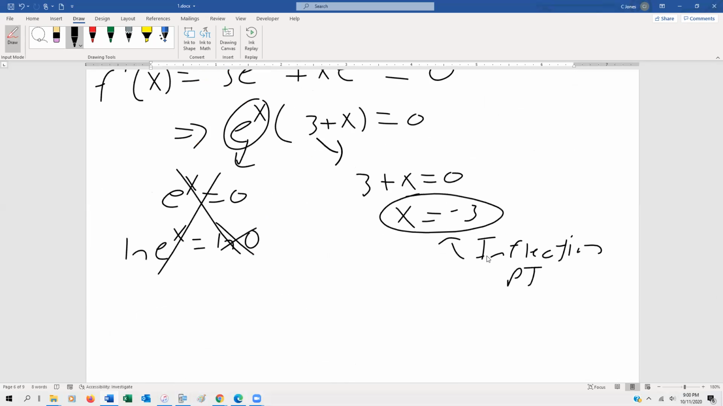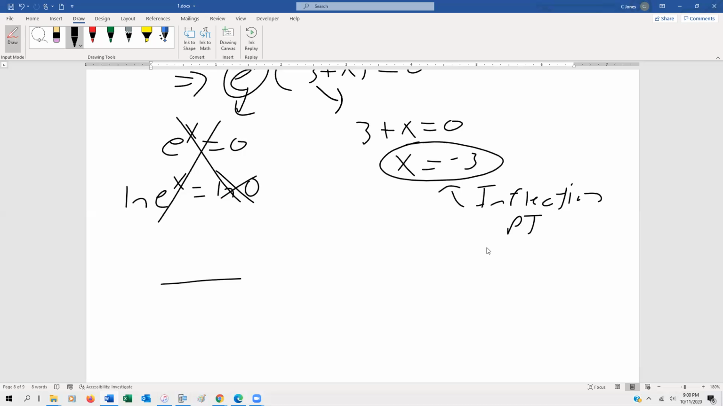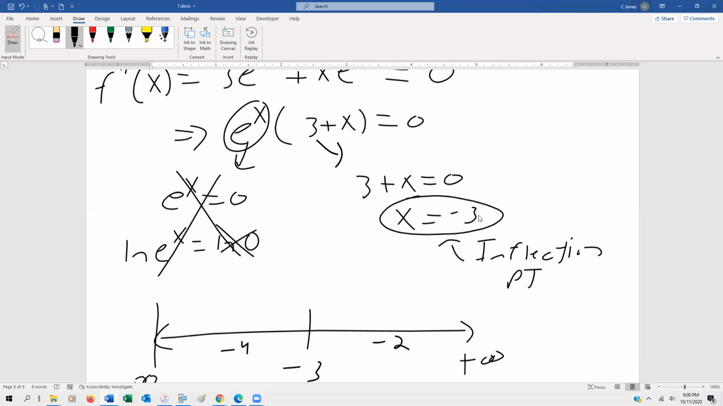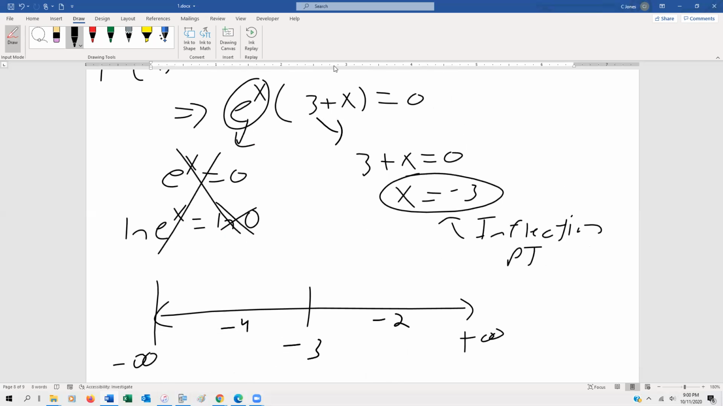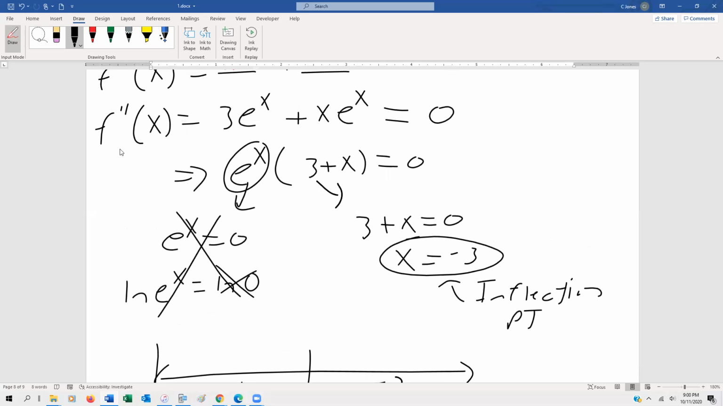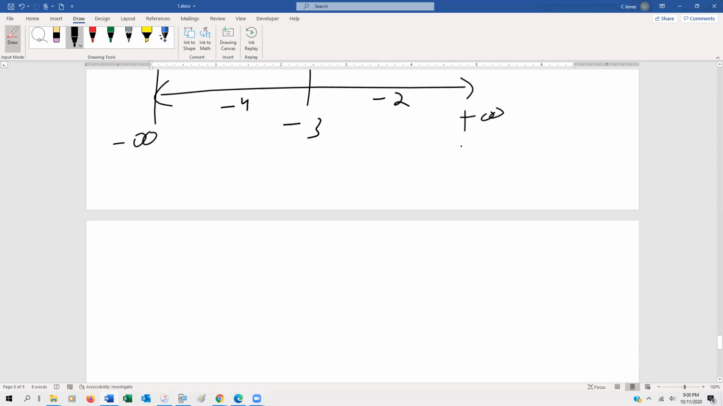Now we're going to make a sign chart, and this is an easy one because there's only one number, -3. -4 is to the left, -2 is to the right. I'm just going to stick negative and positive infinity in here. We are just going to shove -4 and -2 back into the second derivative, which is right here. So we're going to get f double prime at -4, and f double prime at -2.